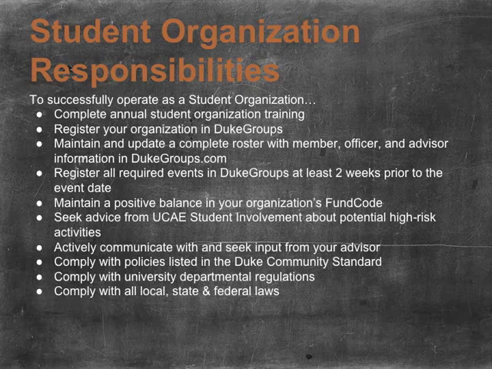To successfully operate as a student organization, all presidents and treasurers must complete this training, register your organization in Duke Groups, maintain a complete roster with member, officer, and advisor information in Duke Groups, and register all required events in Duke Groups at least 2 weeks prior to the event date. You must also maintain a positive balance in your organization's fund code, seek advice from the UCAE student involvement about potential high-risk activities, and actively communicate with your advisor.